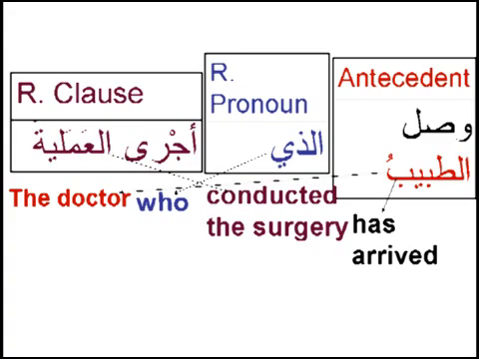The antecedent in this sentence is the Arabic word at-tabib, which means the doctor. Since this word is grammatically considered to be a singular masculine subject in the antecedent, notice that the relative clause, alladhi, is also a singular masculine. Now, notice that the verb and the subject in the relative clause are also singular masculine.